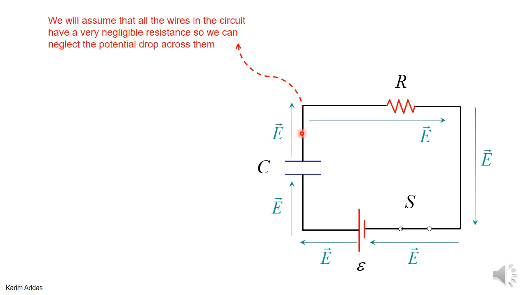So of course we're taking the case where the wires are very close to ideal wires, so the electric field is very weak inside the wires and the resistance is a very small amount. So we can neglect any potential drops across the wires themselves. So all the potential drops are across the capacitor, battery, and the resistance.